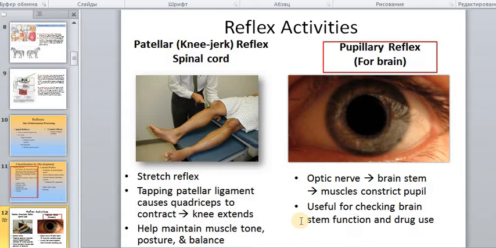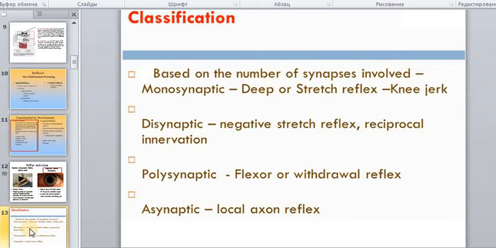Integration occurs in the brain stem rather than the spinal cord, and the reflex is called a cranial reflex. You see the optic nerve, for example, and the pupillary reflex for the brain. It's usual for doctors to watch what happens with your pupil. So, that is the classification now.